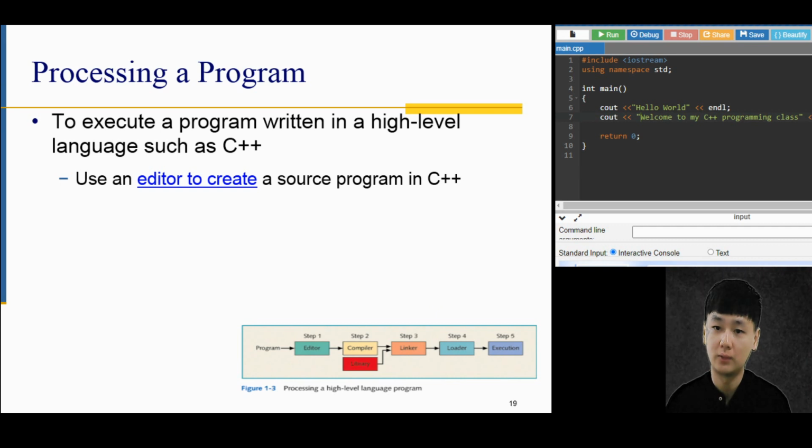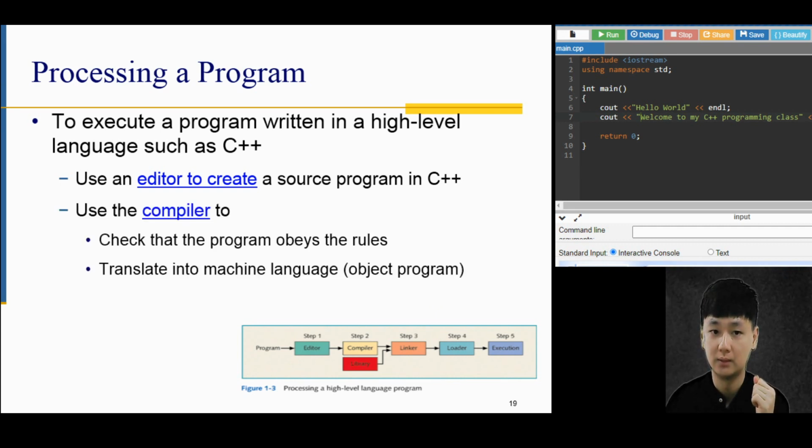When you have finished writing your code, you need to build and run the program. It goes through the compiler process to check whether the written program obeys the rules, such as the syntax rules. If everything is okay, with no syntax error, then it will translate all this source code into machine language, which we call an object program.